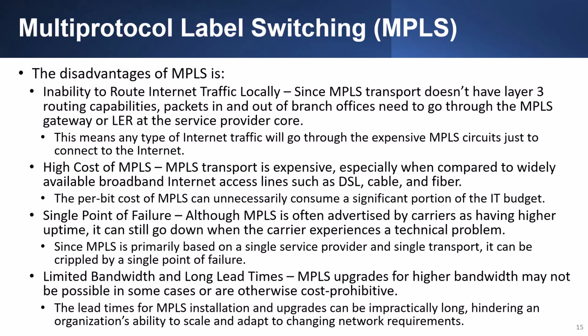The disadvantages of MPLS: inability to route internet traffic locally. Since MPLS transport doesn't have layer 3 routing capabilities, packets in and out of the branch offices need to go through the MPLS gateway, or LER, at the service provider core. This means any type of internet traffic will go through the expensive MPLS circuits just to connect to the internet.